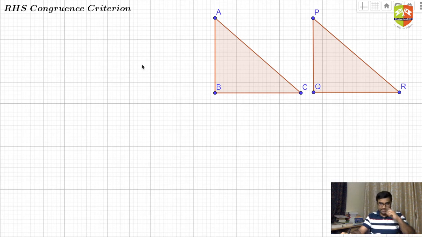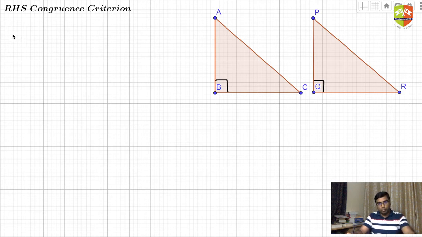RHS stands for R for right angle, H for hypotenuse, and S for any other side other than the hypotenuse. Clearly, if you see here, there are two triangles, and this is 90 degrees. I have made two right angle triangles. So it's given. What is given? Let's start with the statement.